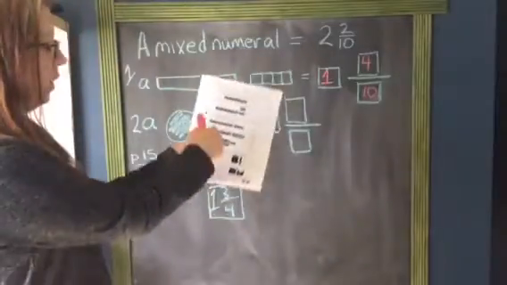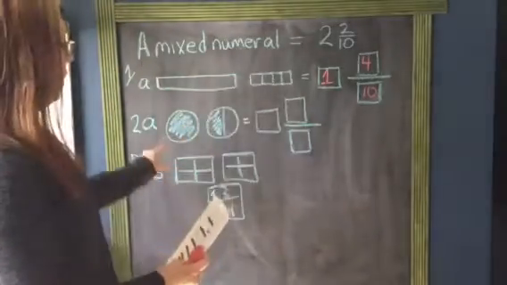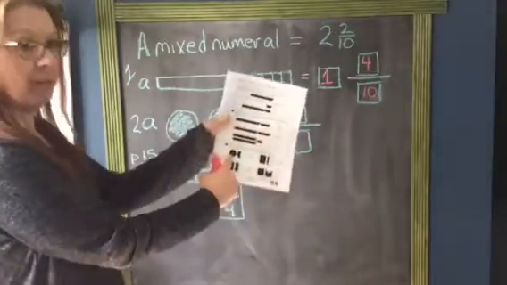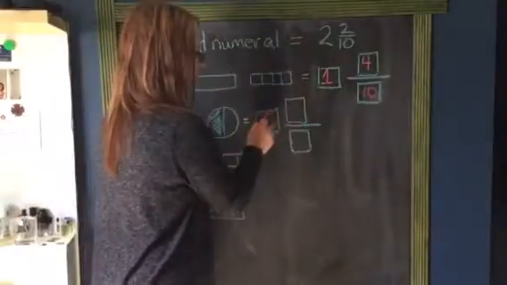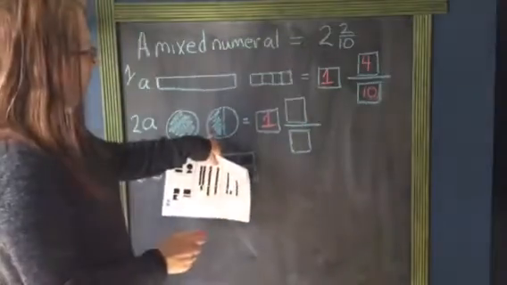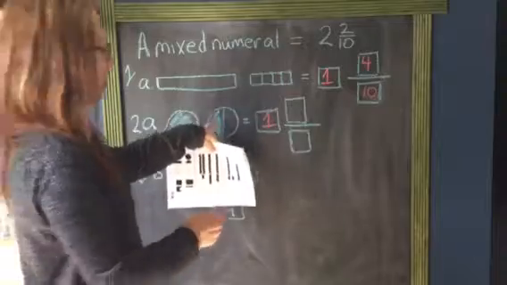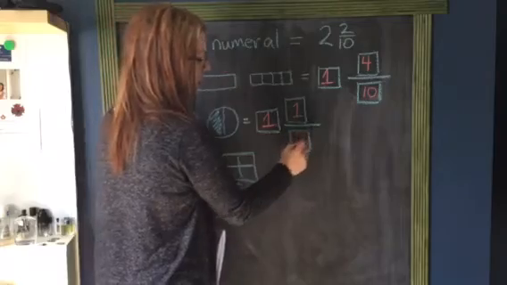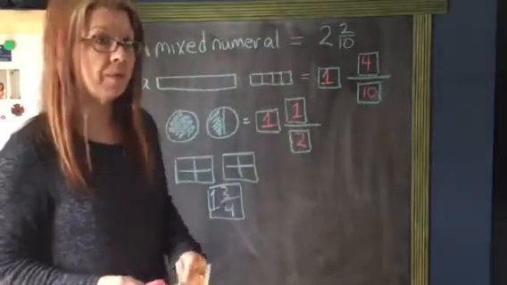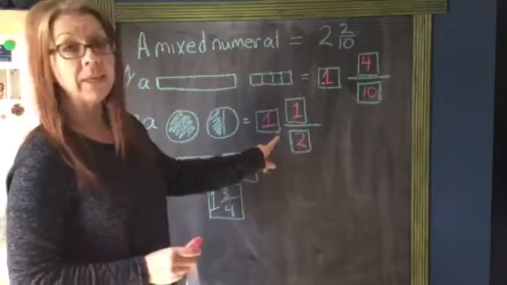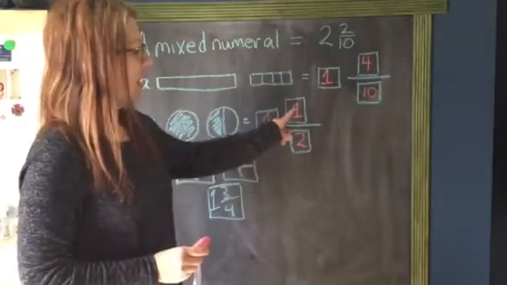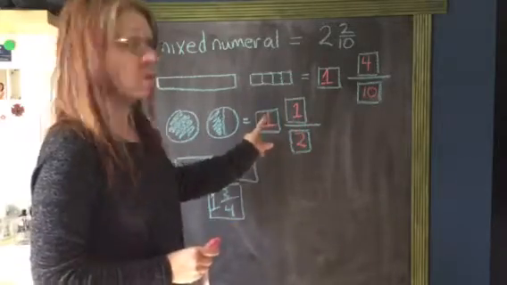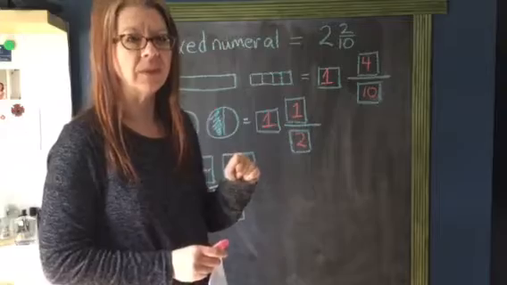Okay? Question 2A, same idea, but now they've changed it to a circle. I have one full circle. I'm looking at the one that's right here. One full circle. This circle, I see one side shaded in, and there are 2 sides in total. The number of the sides is the denominator. Remember that word from yesterday? So I would say this as 1 1/2. You're going to say 1 and 1/2 would be the only way you would say that one.